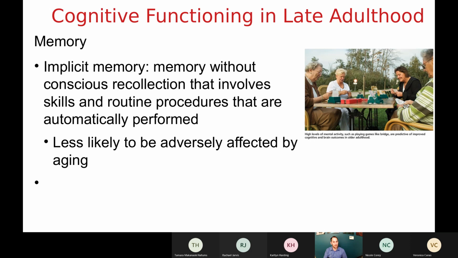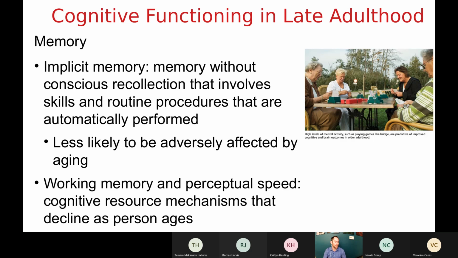This is less likely to be affected throughout aging. So, generally, unless there's something like Alzheimer's or dementia, implicit memories are not lost. Physical capacity, like let's say driving a car, if your vision's bad, you might still know where to put your hands and how to actually drive the car. But if you can't see very well, you probably shouldn't be driving the car. But the knowledge of how to do it, that implicit memory of how to go through those procedures, probably doesn't decline for most people.